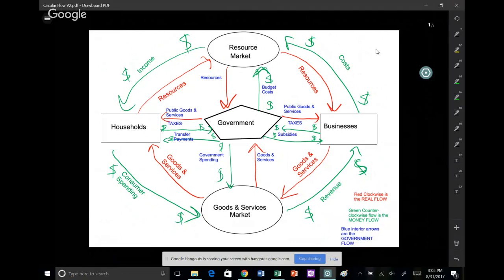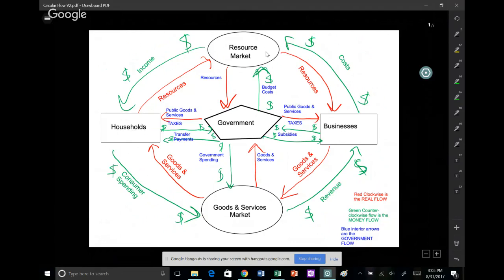Another layer that's missing is the foreign sector. We don't see the imports or exports. There are some businesses that buy products that are made in foreign goods and services markets, and they sell them in the U.S. goods and services market. There are some households that buy products that are made in foreign countries. Some government agencies may outsource things. Some businesses may outsource some of the resources they employ.